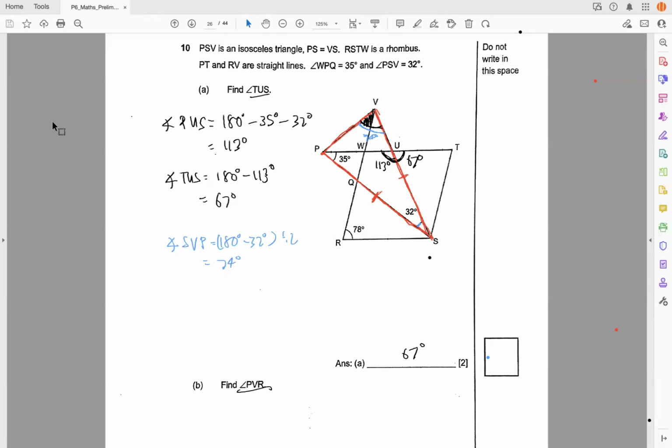Okay, you'll notice there's a Z here. Let me show you. There's a Z here, right? So this angle will also be equal to 67 degrees. So I can find that angle VSR is equal to 67 degrees.